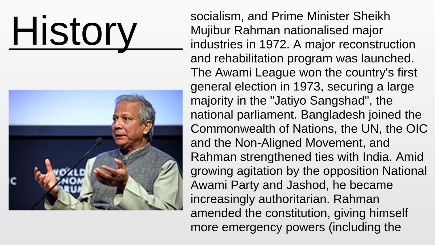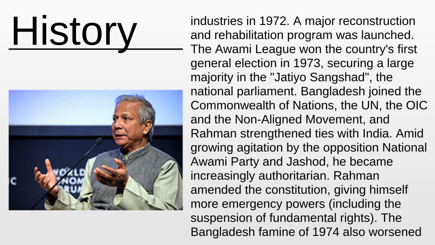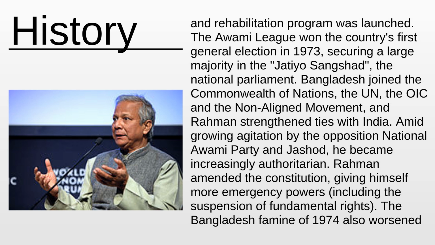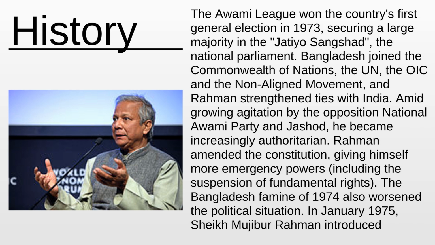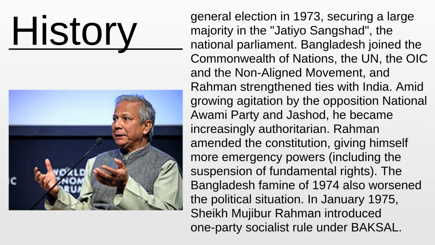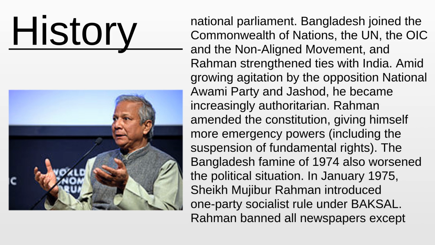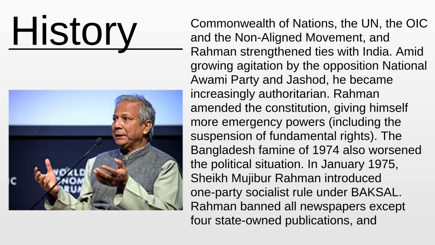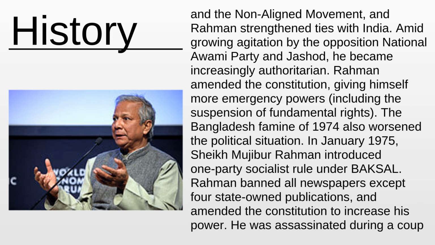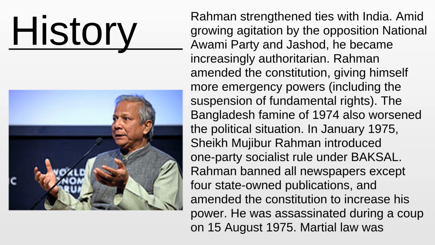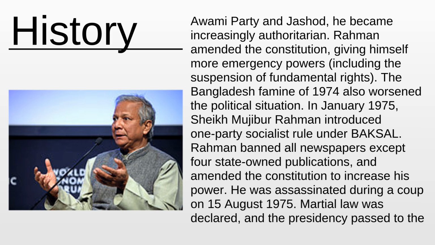The Awami League won the country's first general election in 1973, securing a large majority in the Jatiyo Sangshad, the national parliament. Bangladesh joined the Commonwealth of Nations, the UN, the OIC and the Non-Aligned Movement, and Rahman strengthened ties with India. Amid growing agitation by the opposition National Awami Party in Jashad, he became increasingly authoritarian. Rahman amended the constitution, giving himself more emergency powers, including the suspension of fundamental rights.